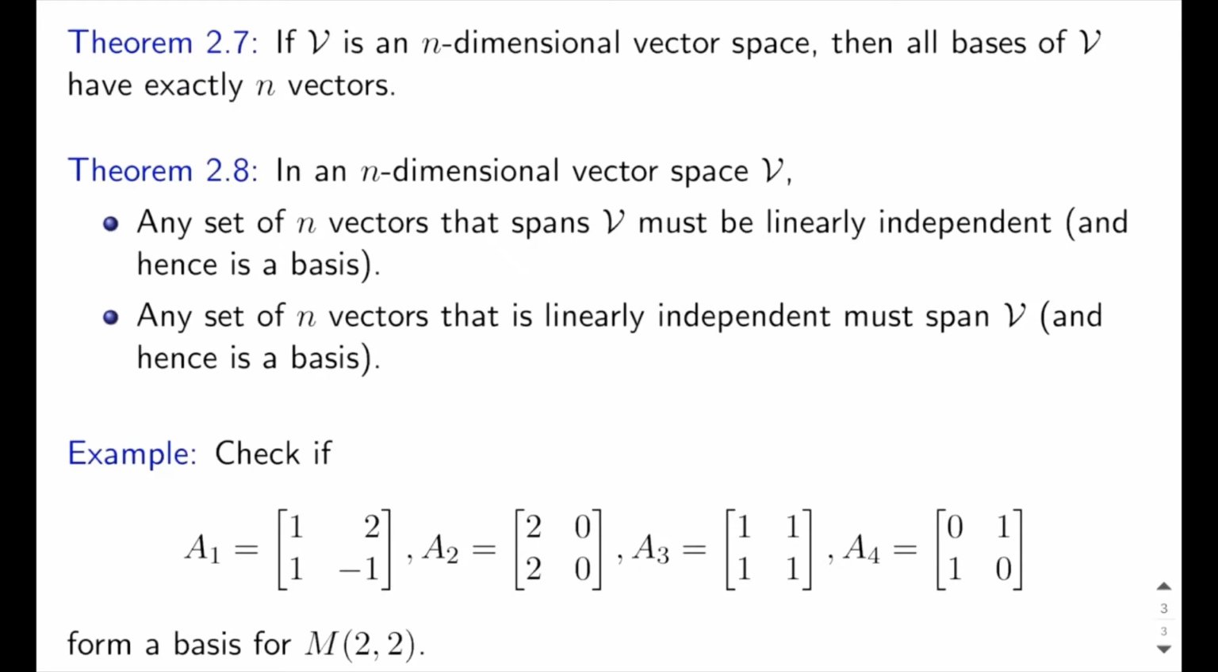Now, for example, if you want to check if the four vectors here, in this case just the four matrices in the space of 2 by 2 matrices, form a basis for the space, you need to check by definition independence, and you need to check if the four are spanning M2 by 2. Now, by theorem 2.8, we can reduce our work to only check independence or spanning. And as I said, because independence is easier to check, we are going to check for independence.